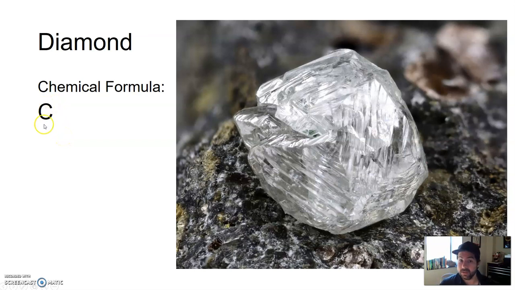And remember, carbon was not on the list of the 12 most common elements in the Earth's crust. So carbon is kind of rare in the Earth's crust. Therefore, diamonds are rare. See how that works out? That's why they're so expensive.